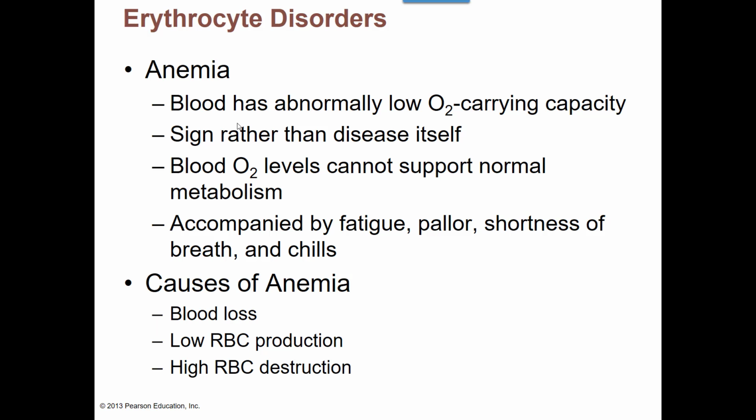Now, there are lots of reasons to have anemia. Sometimes it's because of blood loss. If you've had surgery, if you've had some type of major accident, even if you've had a chronic bleeding ulcer, it's a slow, gradual loss of blood all the time. If you've got a low red blood cell production, maybe you didn't have enough iron in your diet, or maybe you didn't have enough vitamin B12 in your diet, and you wouldn't have enough red blood cells.